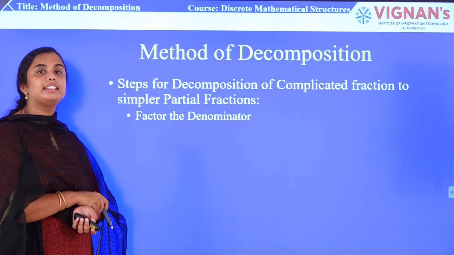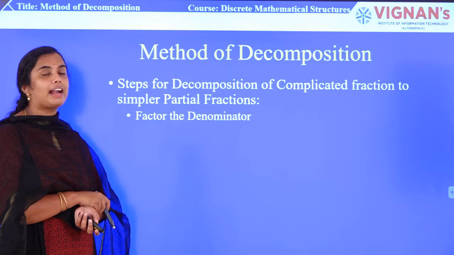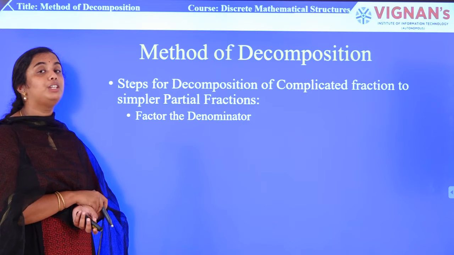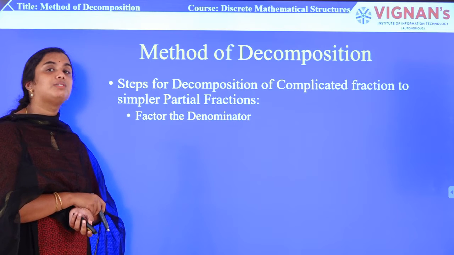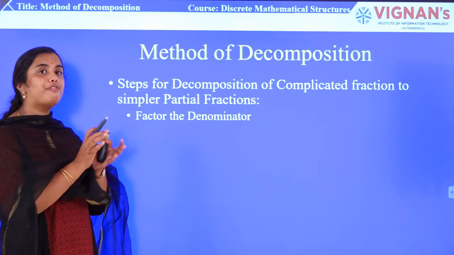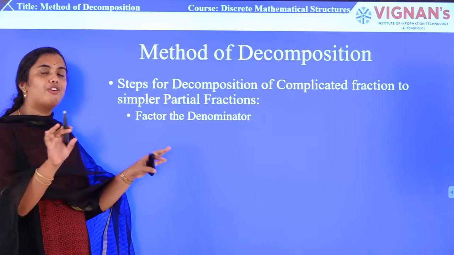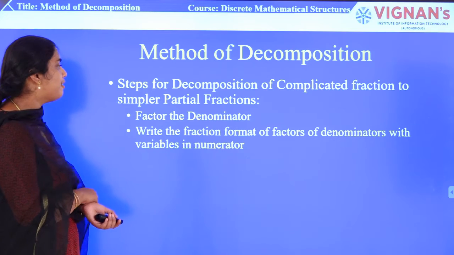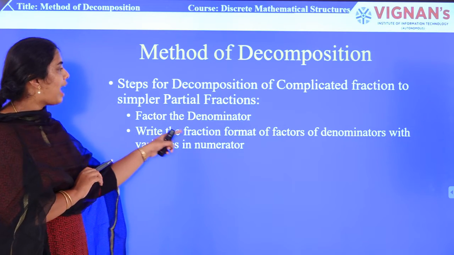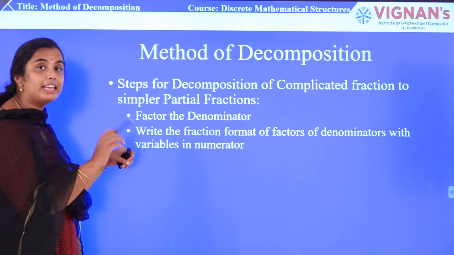First one is to factor the denominator. If the denominator is of the form x square plus 2x plus 1, then we need to factor that denominator and write it as x plus 1 into x plus 1, or x plus 1 into 2x minus 3. We need to factor the given denominator and write it in the form of factors. That is the first step.